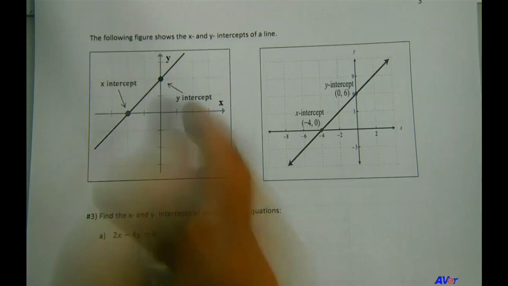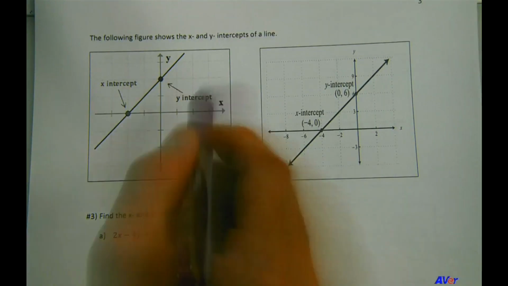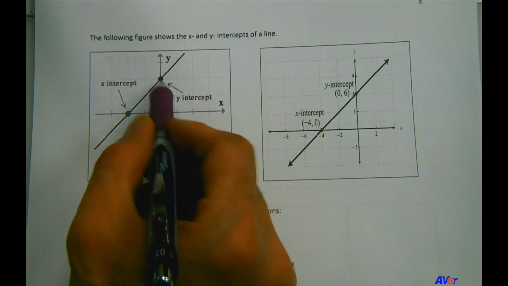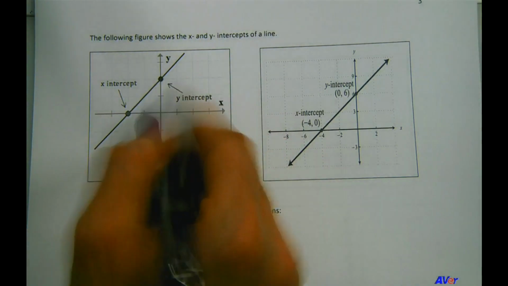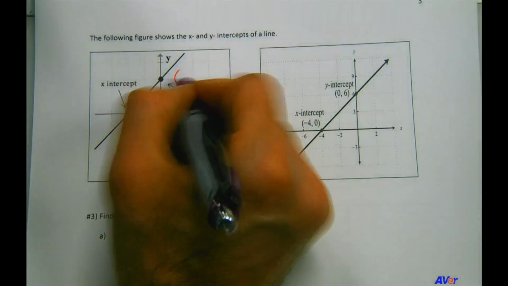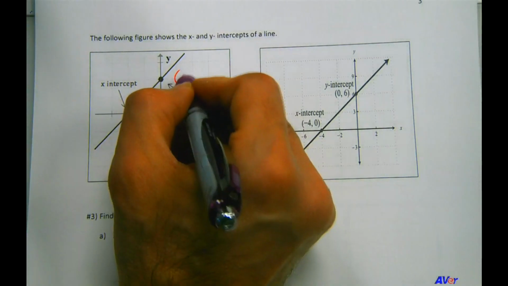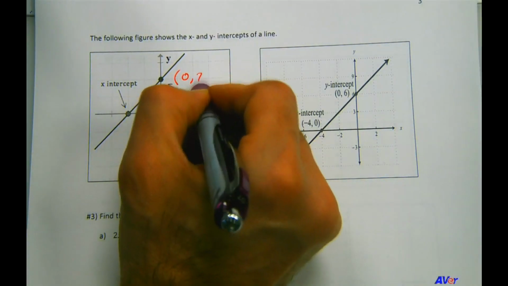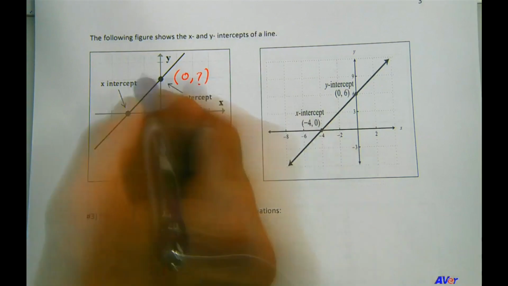Okay, so as you can see, and I drew the graph on the other page, the y-intercept is that. Any y-intercept is going to have its x component 0, and the y component is going to be some number.